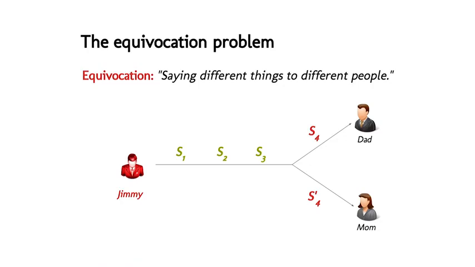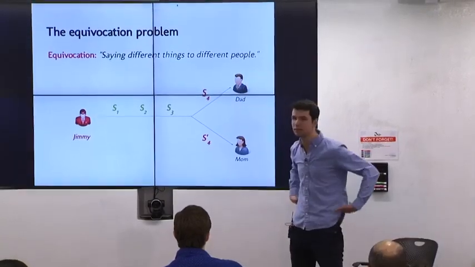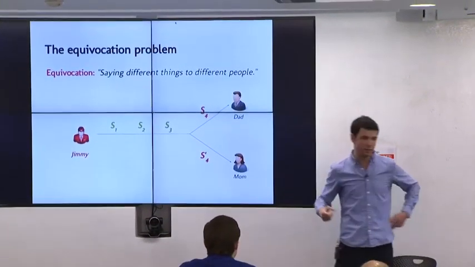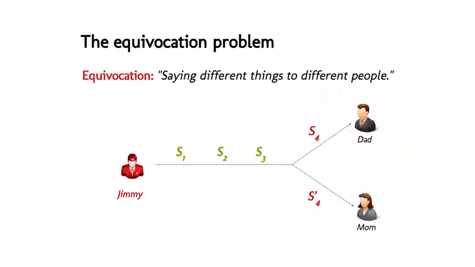All right, so why does this matter? Let me give you a silly example. Suppose we have Jimmy, and we have Jimmy's mom and Jimmy's dad, right? And Jimmy wants to go outside and play, but he knows that mom and dad usually don't let him play. So what he does is he tells dad, hey, dad, mom said I can go outside, right? And then he tells mom, hey, mom, dad said I can go outside.